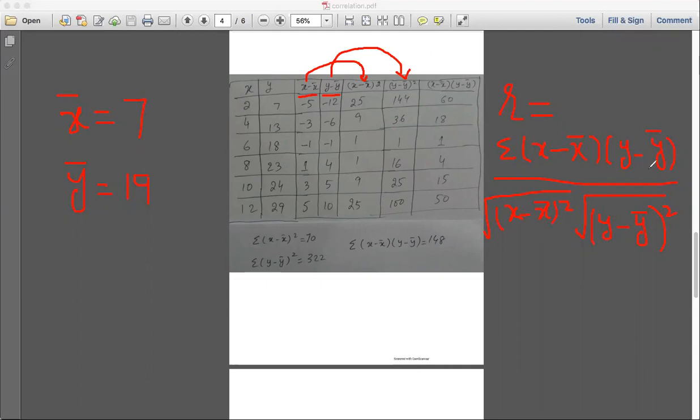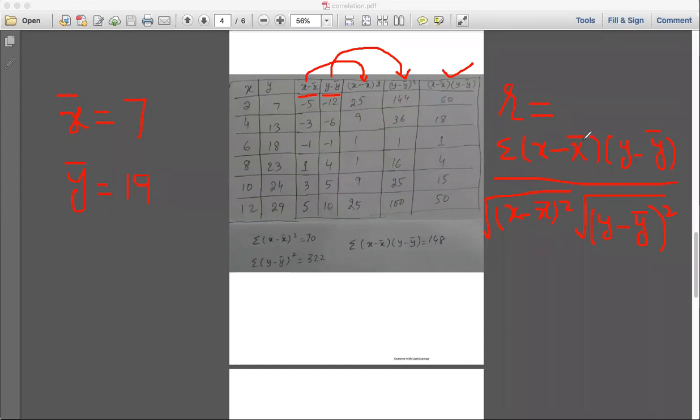The last thing is left, multiplication of these two, x minus x bar into y minus y bar. So this is x minus x bar, this is y minus y bar, and last one is the multiplication of both the values. For example, minus 5 multiply minus 12 is equal to 60 आ जाएगा, minus 3 multiply minus 6, 18 आ जाएगा, and similarly we can find out all the other values. Clear?